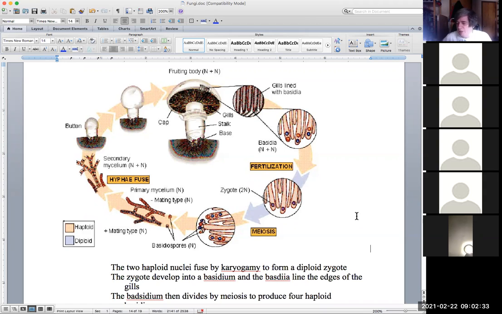Notice that, like a lot of fungi, when you look at a mushroom, most of the mushroom body is actually underground. The mushroom is actually the reproductive structure of the fungus. It sticks up above the ground, again, so that spores can get blown on the wind to a new location, like we talked about with some of the molds.